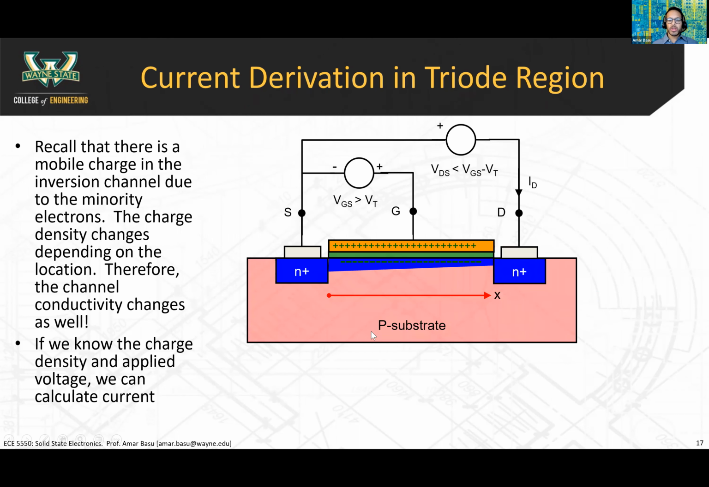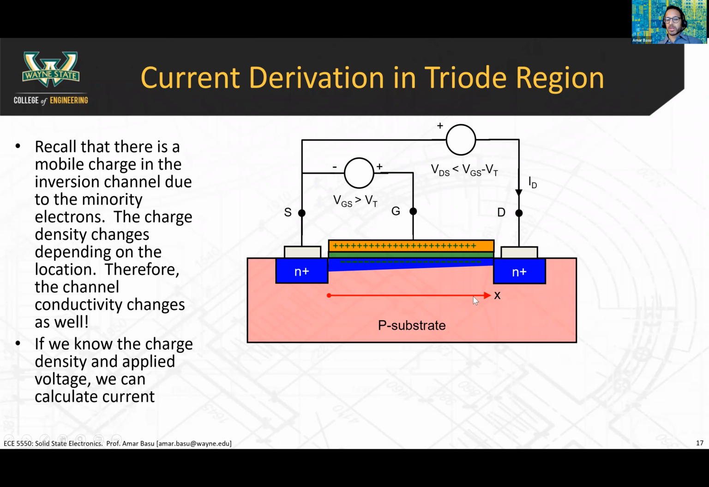So we're going to derive the current in the triode region by just revisiting this diagram in a little bit more detail. First of all, recall that there's a mobile charge in the inversion channel that's due to the minority electrons. The charge density depends on the location in the channel, so the conductivity will vary as well. This side of the channel is going to be very conductive, and the right side of the channel is going to be less conductive. So if we know the charge density and applied voltage, we can calculate the current. That's the derivation that we're going to do.